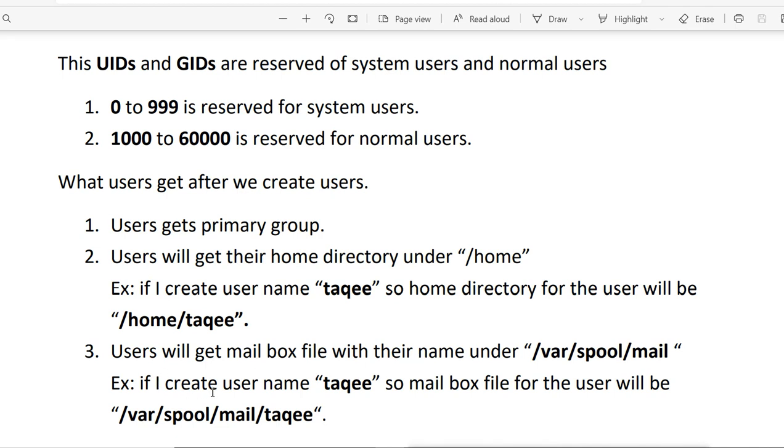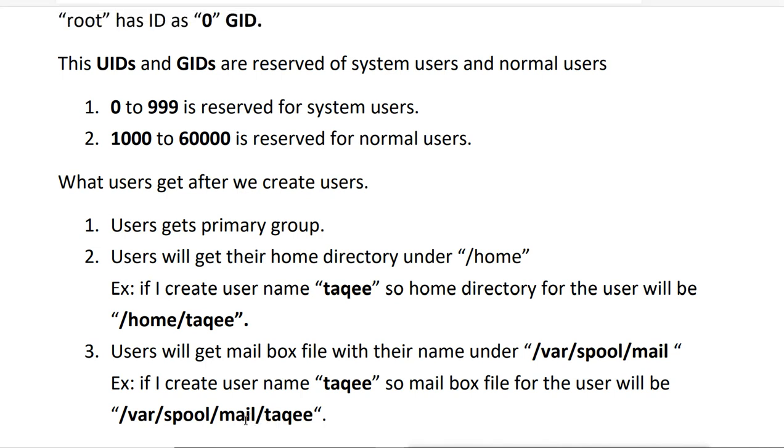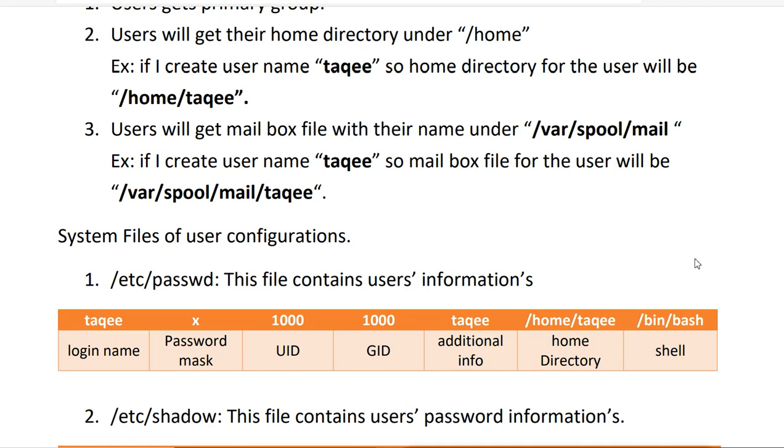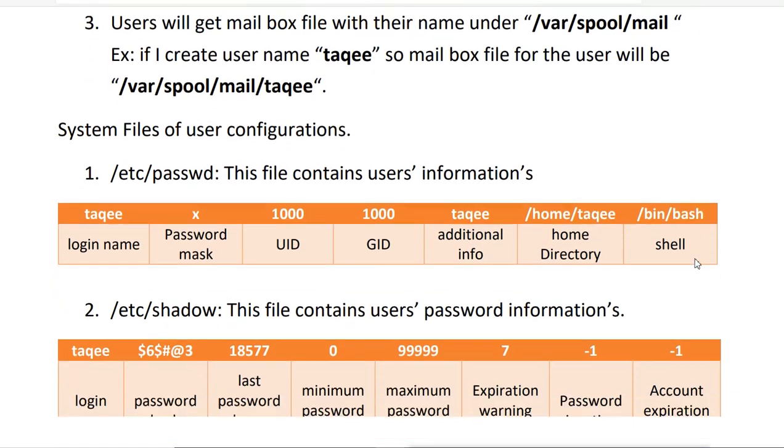If we create, for example, this Saki user, the mailbox file for the user will be /var/spool/mail, and under that will be the name of that user. Remember, this mailbox is not a directory, it is a file, and the home directory is a directory. So this is the name of the directory and this is the name of the file. So when we create a user, it gets the primary group, the home directory, and also the mailbox where all the mails of that user will reside. Then, what are the system files for user configuration? These are the system files we have for the user configurations.